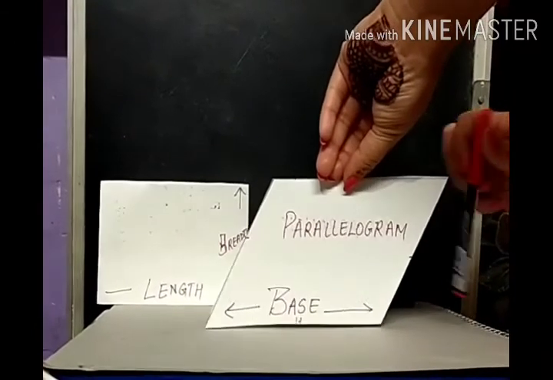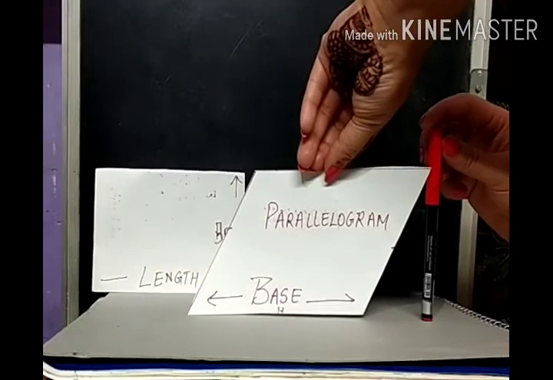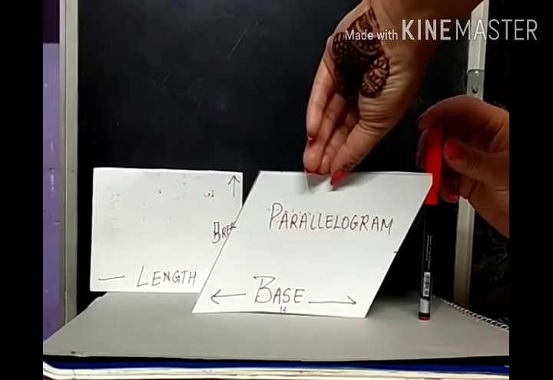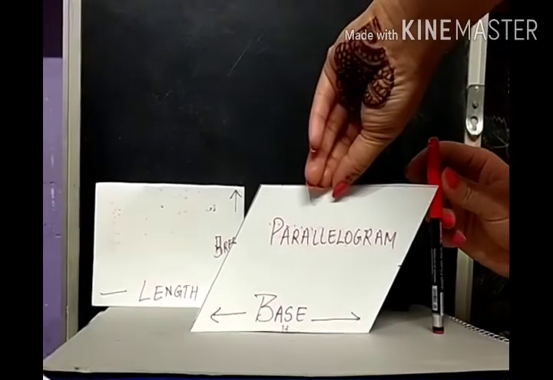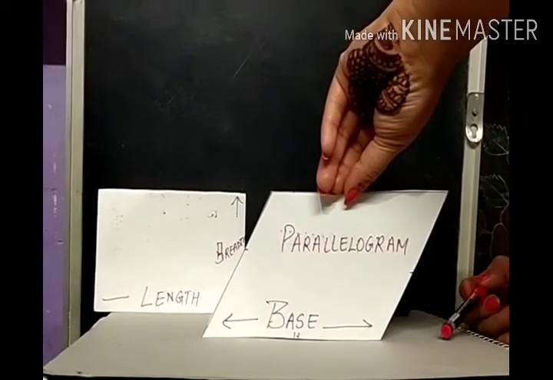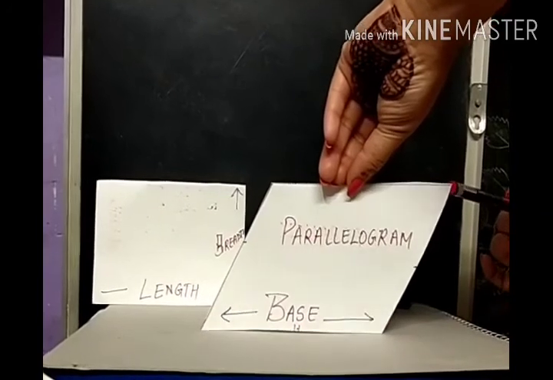How will we find this height? We just drop a perpendicular, that is, we make a straight line at 90 degrees over here, which makes a 90 degree angle, and this is the height. So what is the height? It is how high it is from the base to the peak.